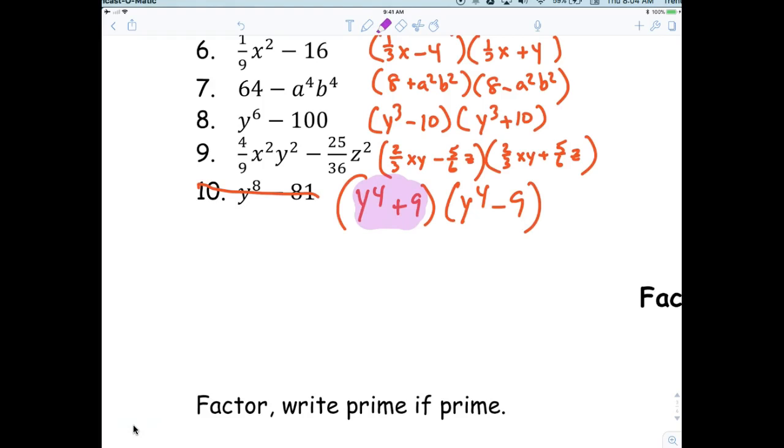So y to the 4th plus 9 cannot be factored because there's a plus sign. But y to the 4th minus 9 can be factored. So we would say y to the 4th plus 9, y squared plus 3, and y squared minus 3. And now we're done because 3 is not a perfect square. In Algebra 2, you will learn how to factor that even more. But right now, we don't know about imaginary numbers, and we don't really know about square roots.